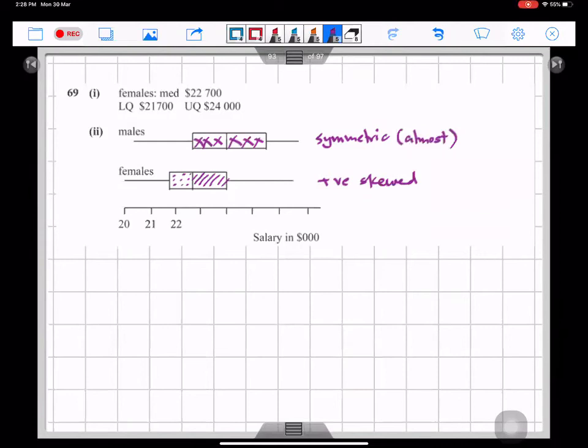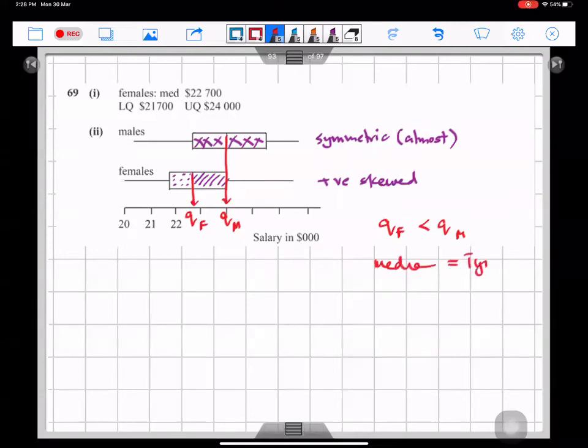What else is there? The median salary. This is the median salary for female, and this is the median salary for male. This is Q2 for female and this is Q2 for male. The Q2 for female is lesser than Q2 for male. That means generally, on average, females are getting lower salary in the company as compared to male. Because remember the word median. Median means typical or average value.